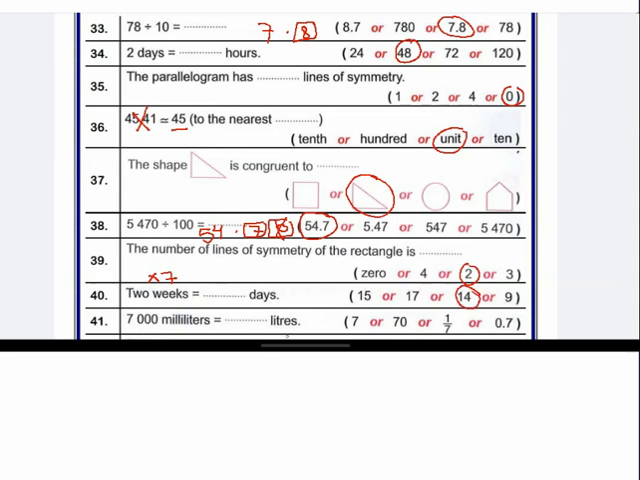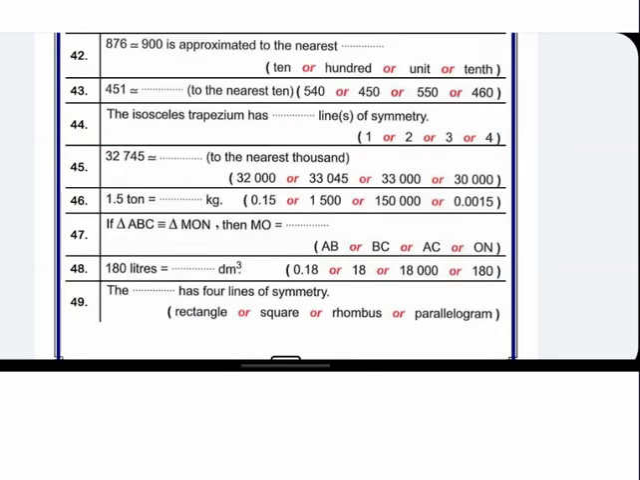7,000 milliliters equal how many liters? From milliliters to liters, yes, divide by 1,000 or cancel 3 zeros, so it will be 7. This number approximates to the nearest what? Again, don't look at the question, only at the answer. How many zeros do you have? 2, so which number has 2 zeros? Yes, 100.